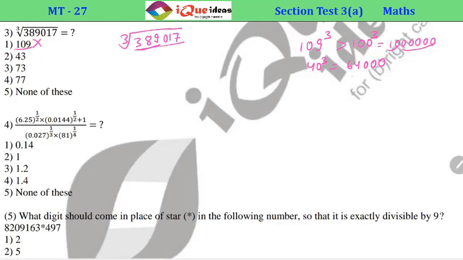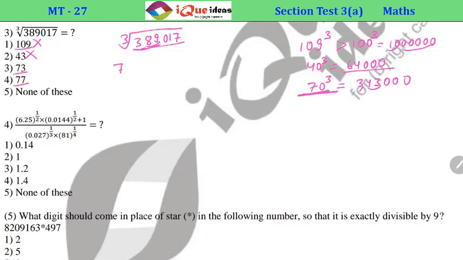Right? It is 64,000. Here it is 3 lakhs, so the answer cannot be close to 40. So 43 is also wrong. Let's see 70 cubed. 7 cubed is 343, and then 000, so 70 cubed is 3,43,000. Here it is 3,89,000. So the answer has to be in the 70s. Now it will be either 73 or 77 or around that.